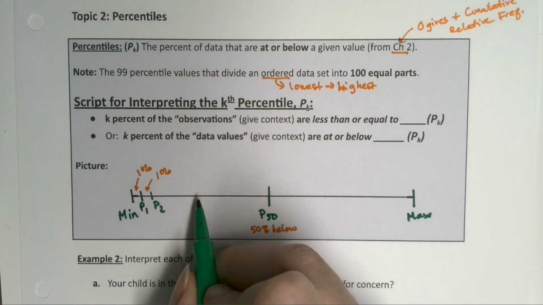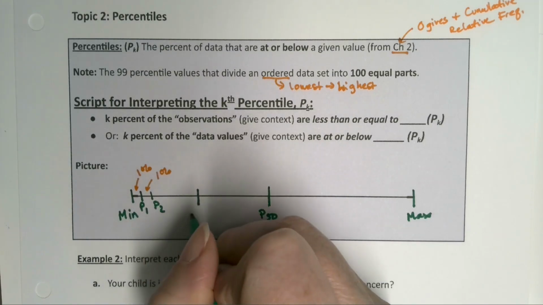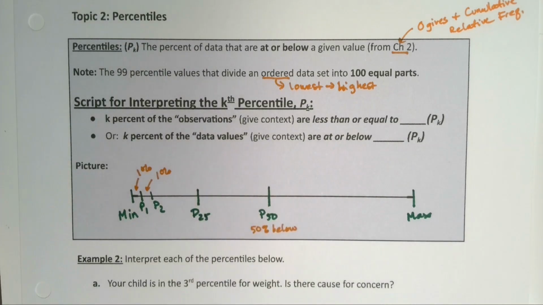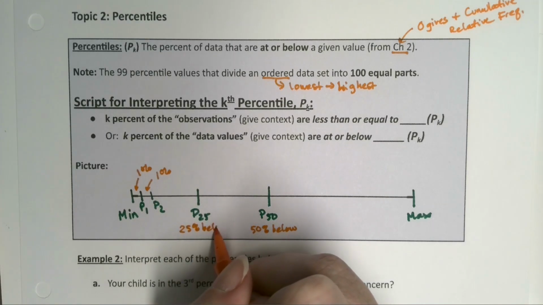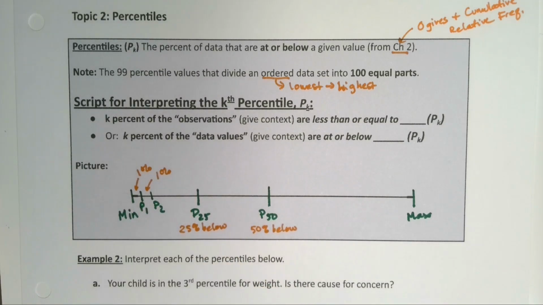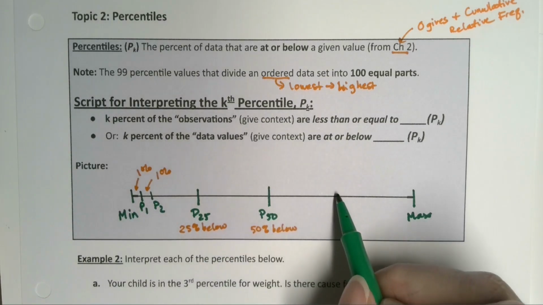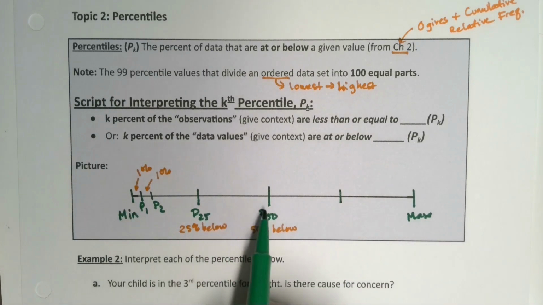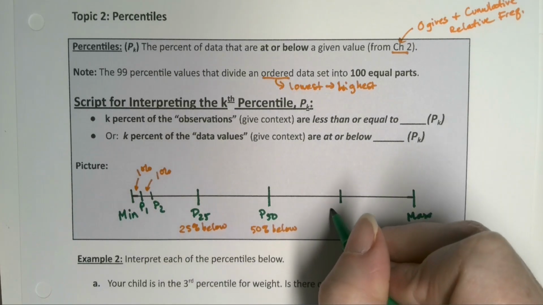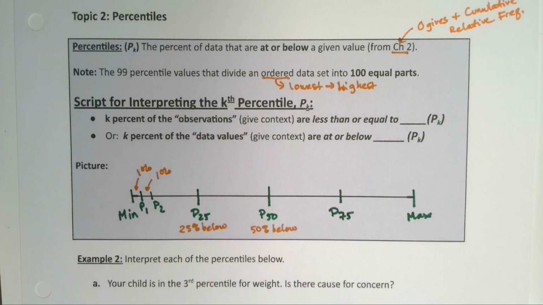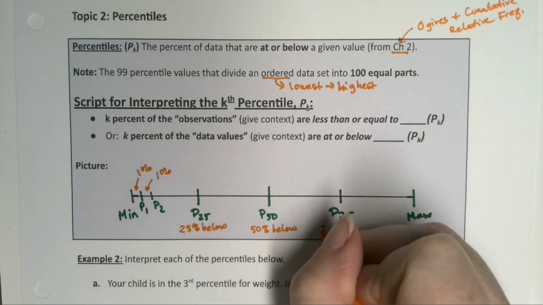That's how it works. So another important one would be P25. P25 would have 25% below it. There'd be 24 numbers below, 1, 2, 3, 4, right? Each one separates one section off. So this would have 25% below that value. And then over here on the high side, well, half of 50 is 25. So halfway between P50 and the max would be P75, which would have 75% below.